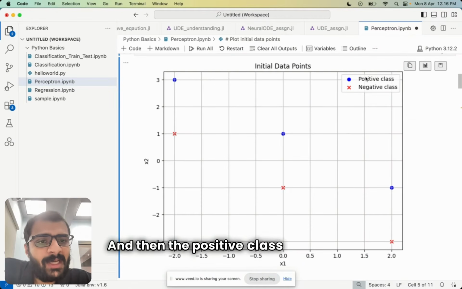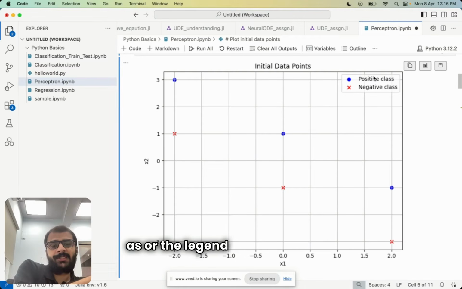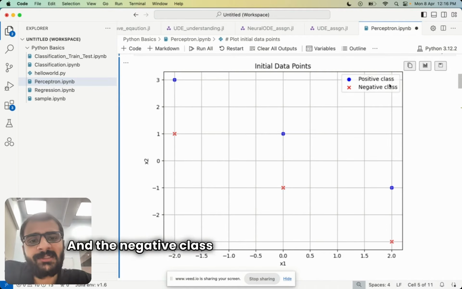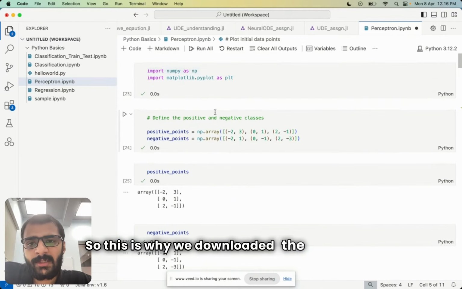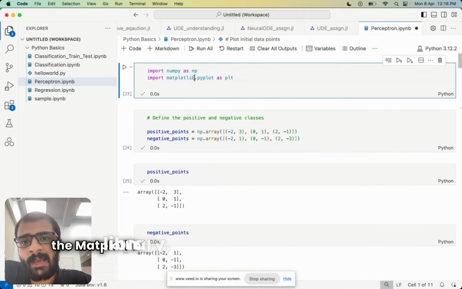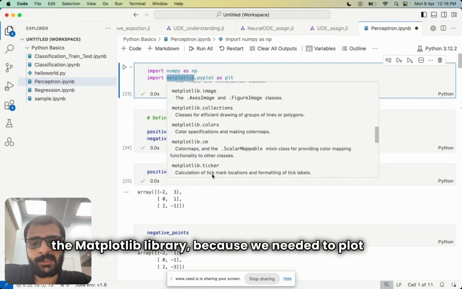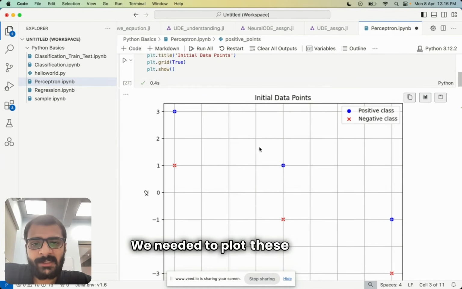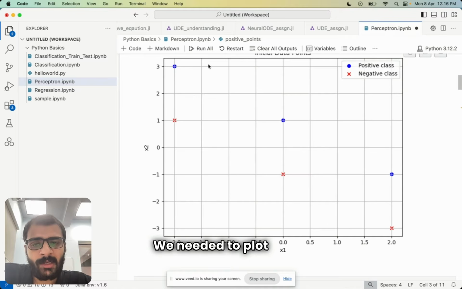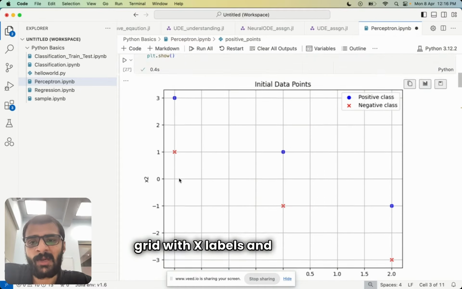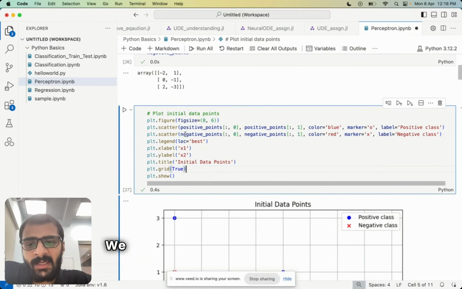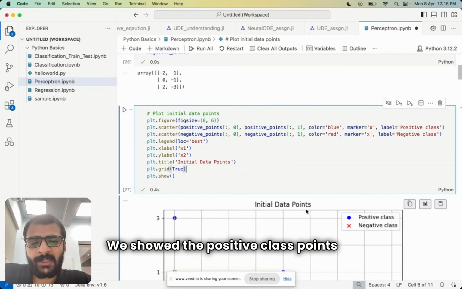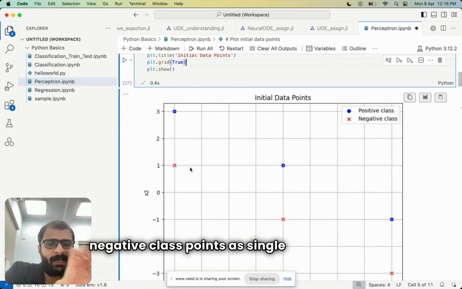and then the positive class is labeled in the legend as positive class, and the negative class is labeled as negative class. So this is why we imported the matplotlib library, because we needed to plot things. We needed to plot these points. We needed to plot an xy grid with x labels and y labels. And you can look at the plotting command. It's very simple. We showed the positive class points and negative class points as single points, right?